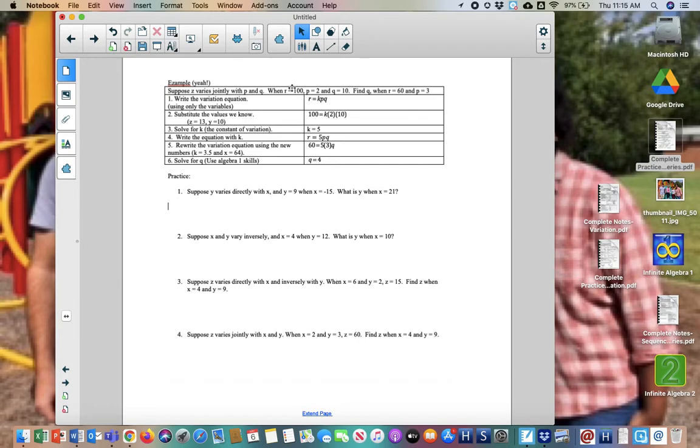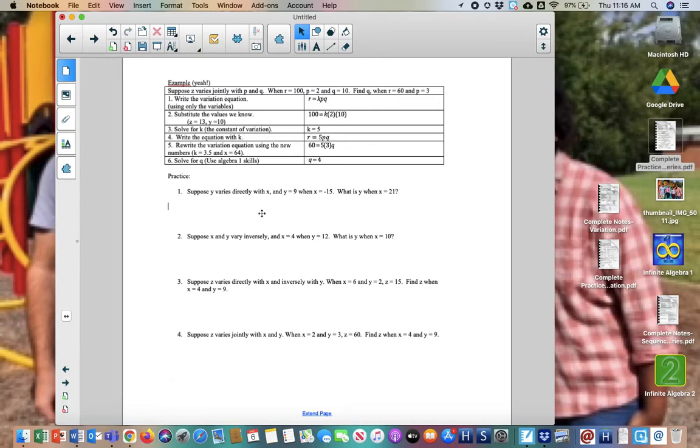Okay. Then it's going to give us all of our numbers so we can solve for k. So 100, plug that in here for r, p is 2, q is 10. Now we need to solve for k. So you do 2 times 10 is 20. Divide by 20 on both sides, k is 5. Now we rewrite the equation with the 5 for the k. And now it's going to give us all our values except for one. So now it says find q, so we don't know the q, which is over here, when r is 60, so you put a 60 in here, and p is 3, so the 3 goes in here. So now to solve for q, algebra 1 style, 5 times 3 is 15, 60 equals 15q, divide both sides by 15, q equals 4.